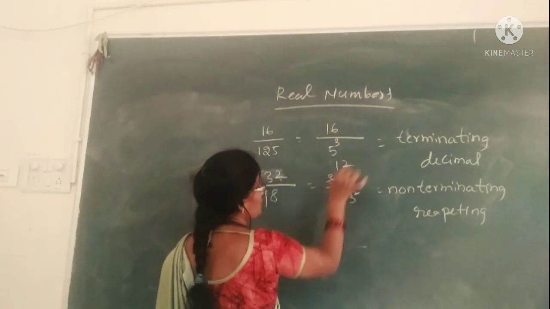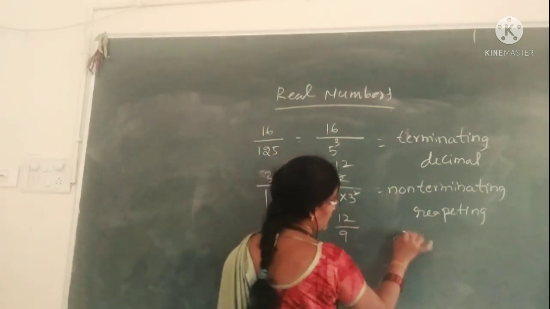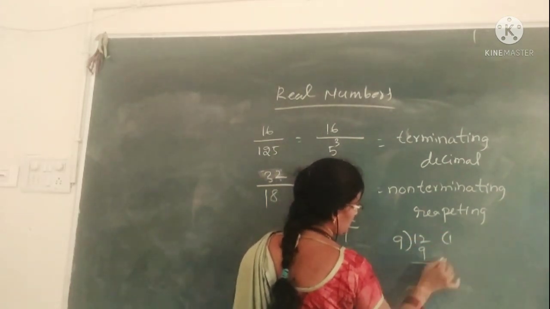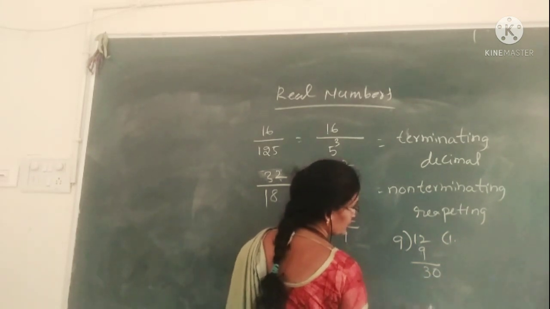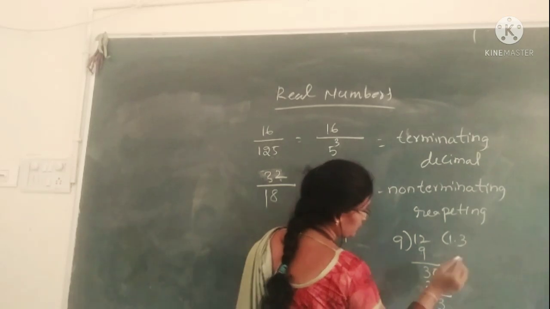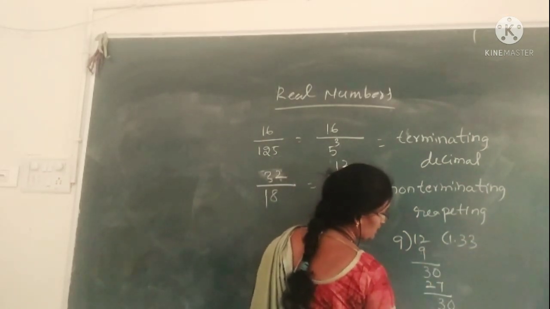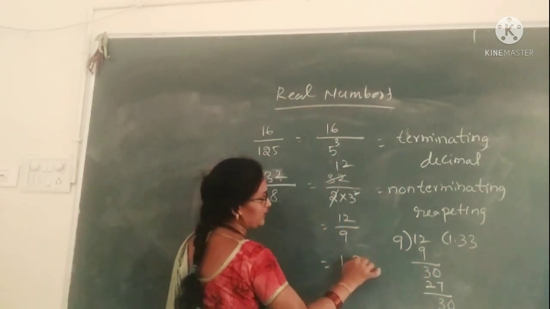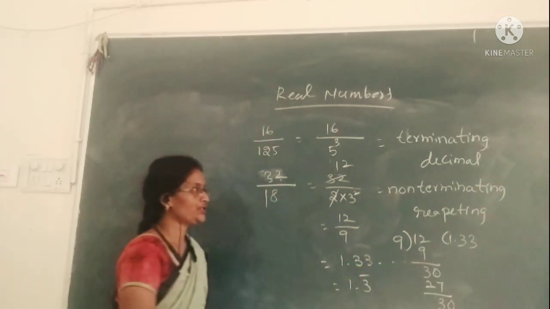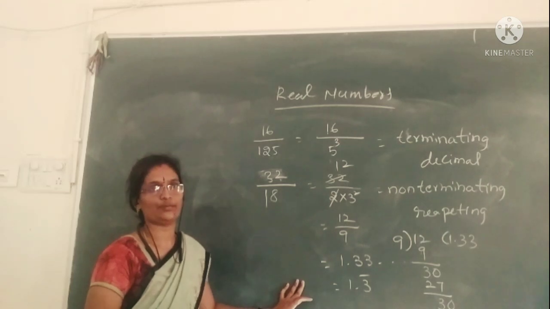Then 12 by 9. 9 1s are 9. 12 minus 9 is subtraction, 3. Put a point, 0. 9 3s are 27. Then we can take 3. So 1.33 also. Then we can write 1.3 bar. So this is a non-terminating repeating recurring decimal.